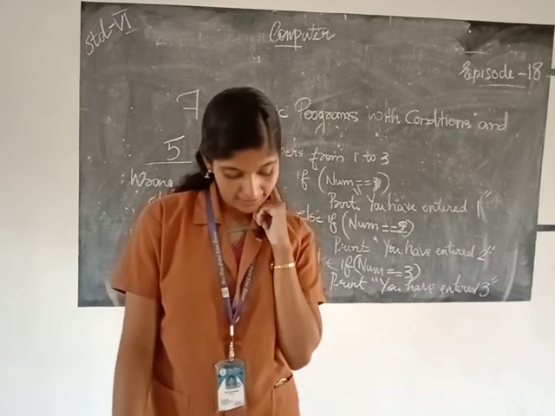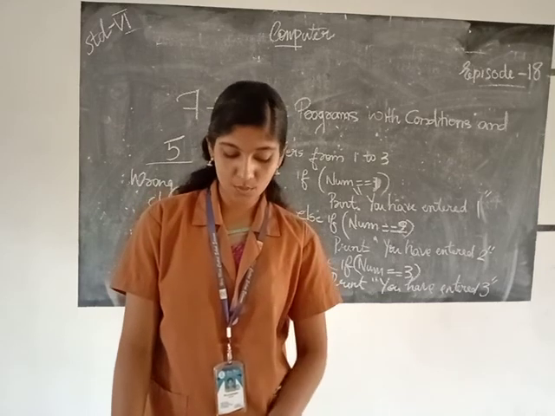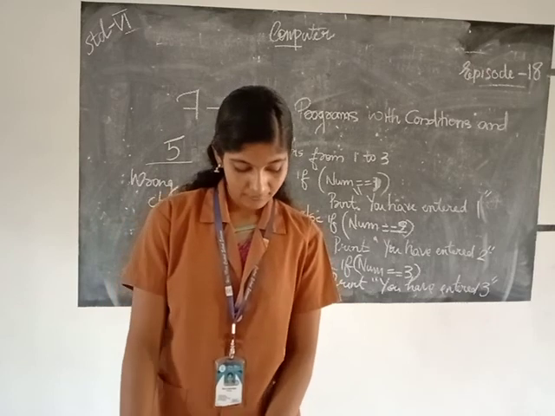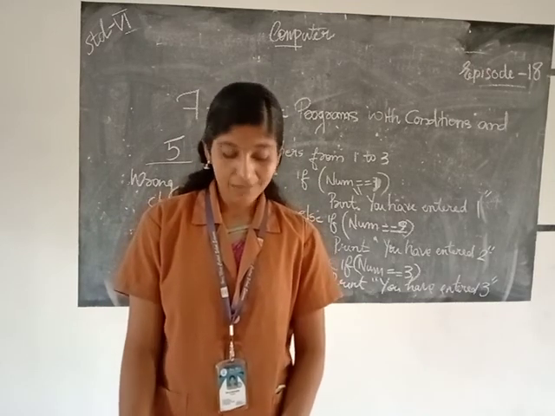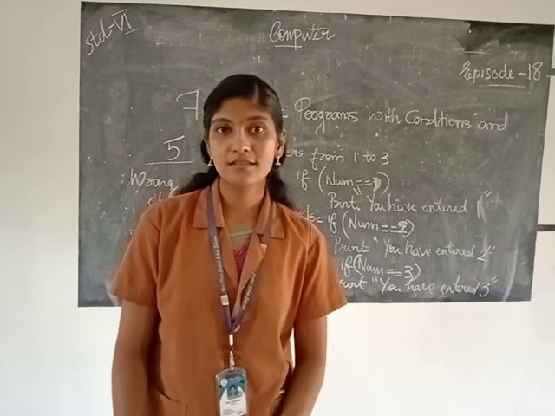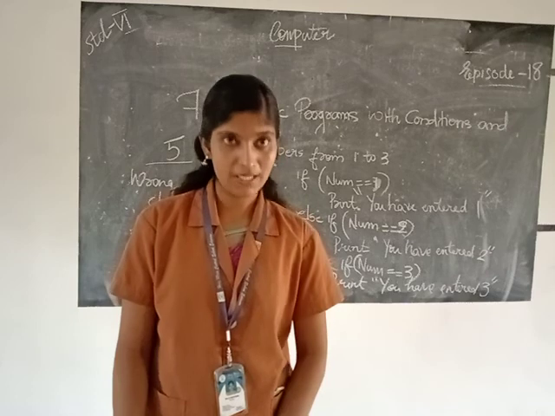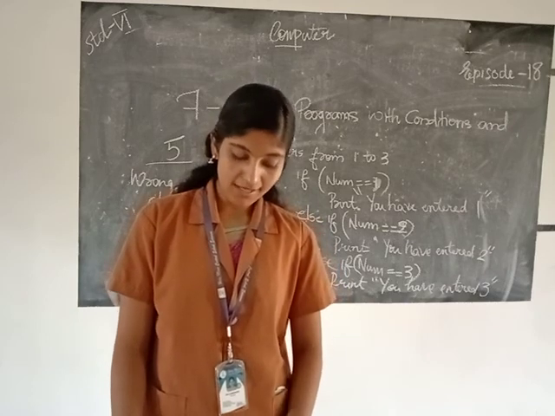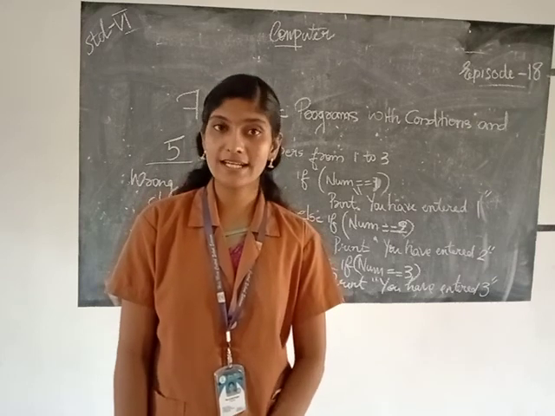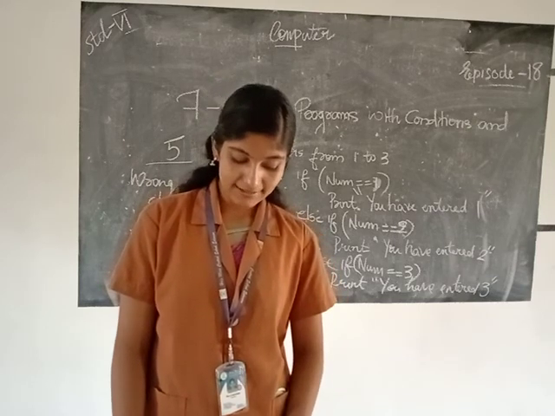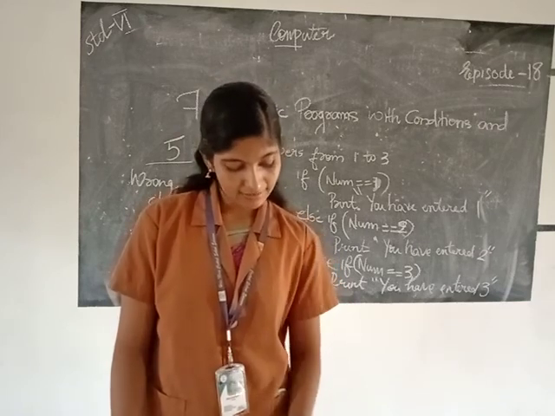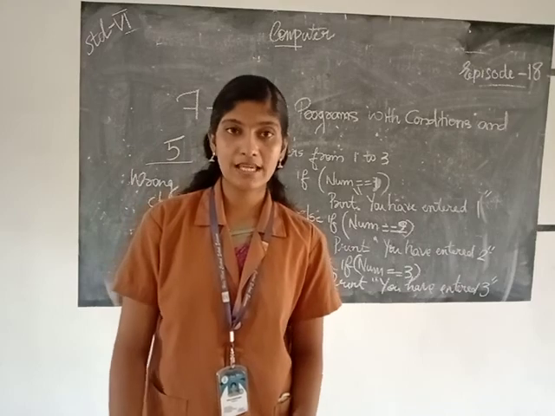Another example, to print the grades as per the condition. If the marks are greater than or equal to 90, then you have got grade A. If the marks are between 80 and 90, then you got grade B. If the marks are between 70 and 80, then you got grade C. If marks are less than 70, you got grade D. So let's do the code using this if else statement.